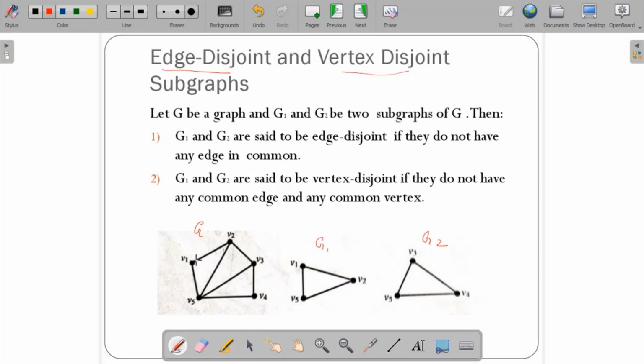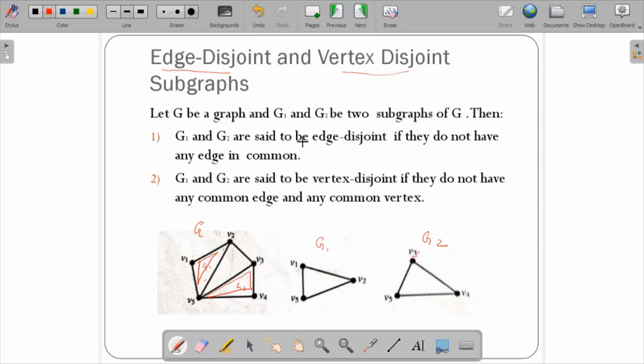So for example, if you see V1, V2, V5, I took V1 to V2, V2 to V5, V1 to V5. This section is one part of this particular graph. One more part I can take is V5 to V3, V3 to V4, V4 to V5. Here you can see that is V3. I've taken this particular section. So you can see there, this one I made it as G1 and this graph I made it as G2.